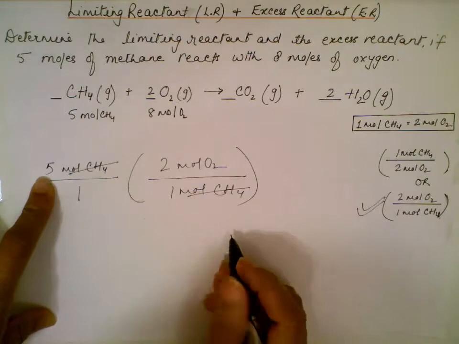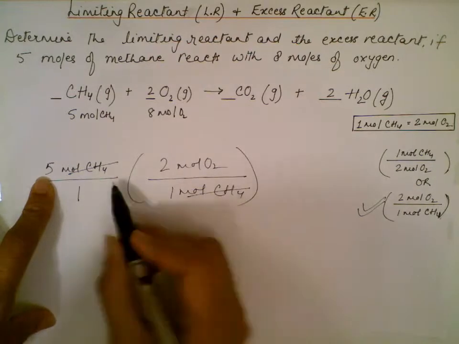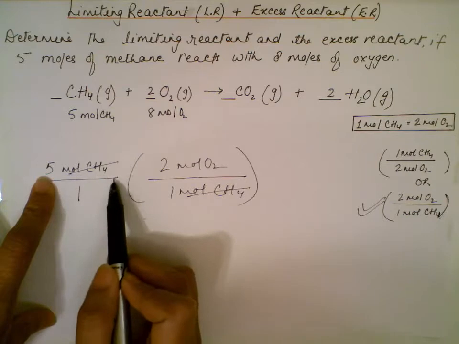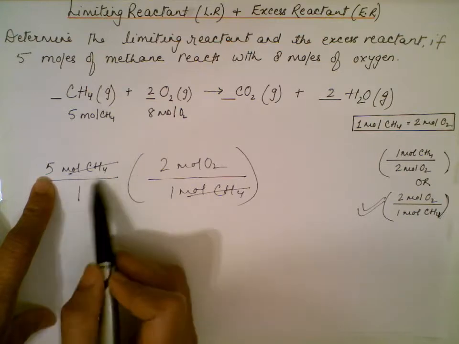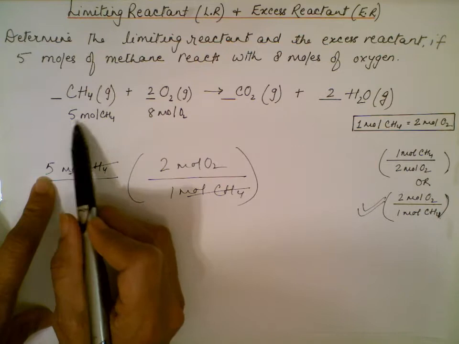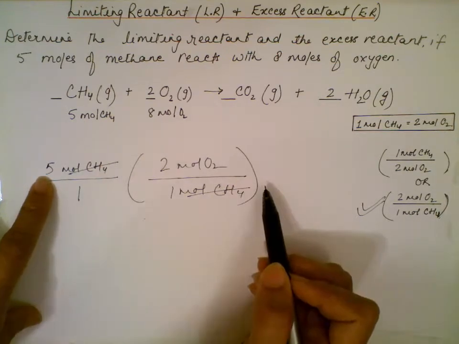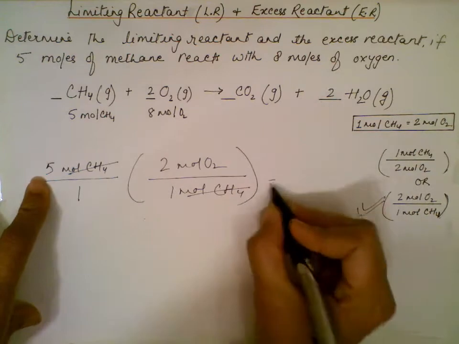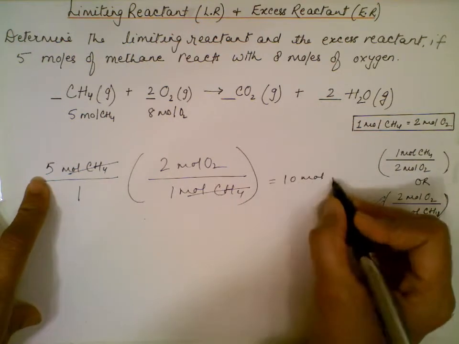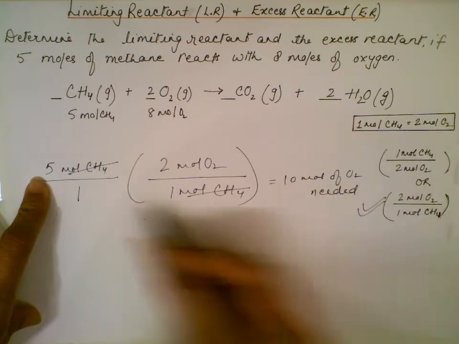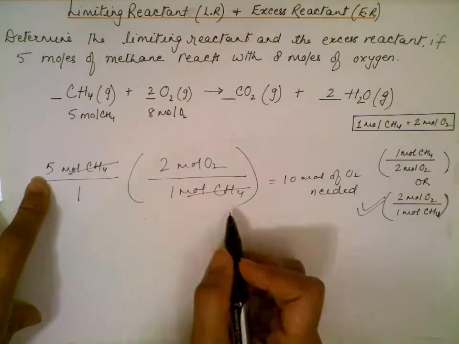So what are we doing here? We are figuring out, if we use 5 moles of methane, which is the given amount, how many moles of oxygen we will need for this reaction. When you solve this, you get 10 moles of oxygen, and these are the moles of oxygen which are required when you're using 5 moles of methane.